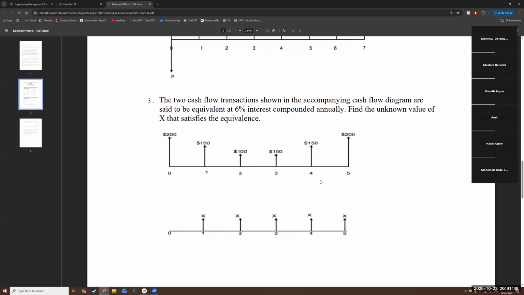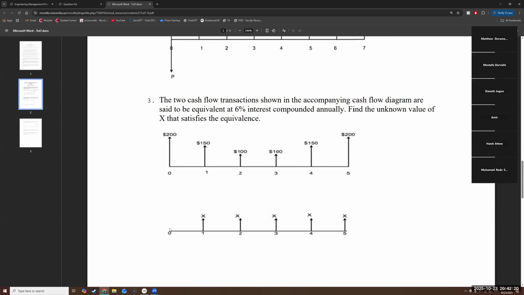Okay, so if this is equivalent to this, and we want to find the unknown X value, how would we go about this? So let's try to see what we observe first, if there's any trends. One thing you definitely notice is that X is a uniform reoccurring payment, right? So that looks like an A. It's an annuity. Okay, so this cash flow diagram is pretty simple. It's just a single annuity.